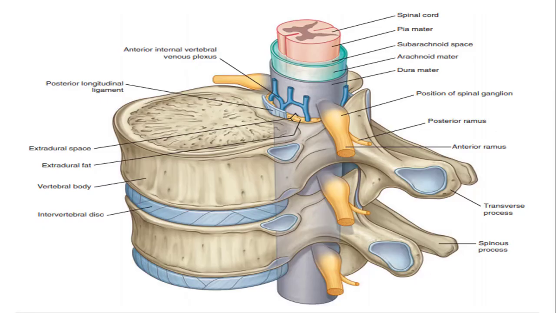The vertebral canal extends from cervical 1 to sacral 5. This bony canal contains the spinal cord and associated meninges, together with blood vessels, connective tissue, fat, and proximal parts of spinal nerves.